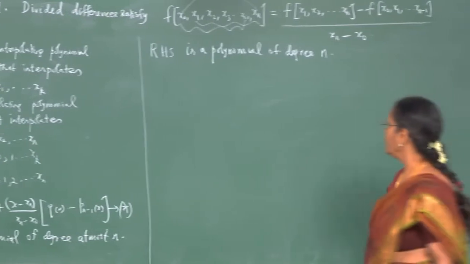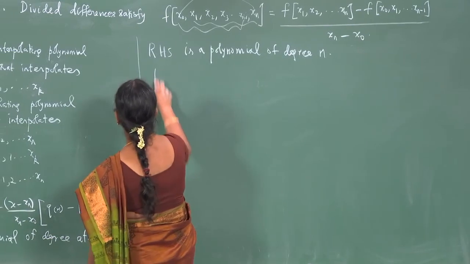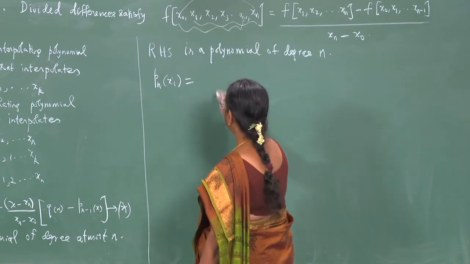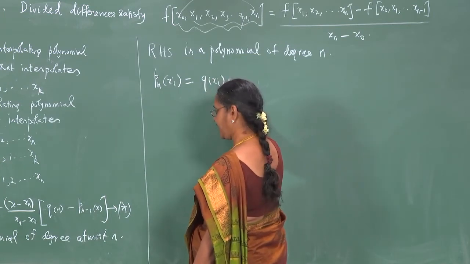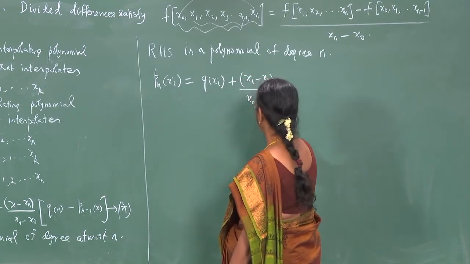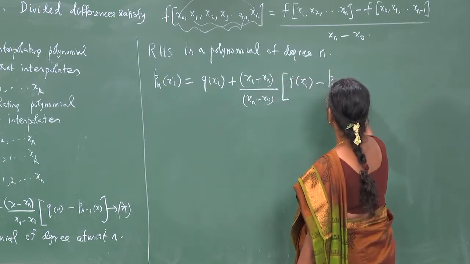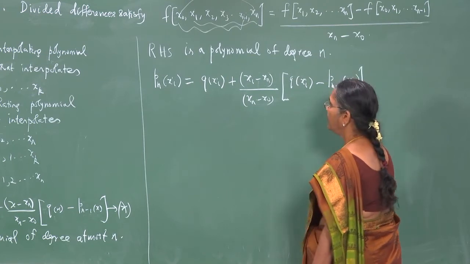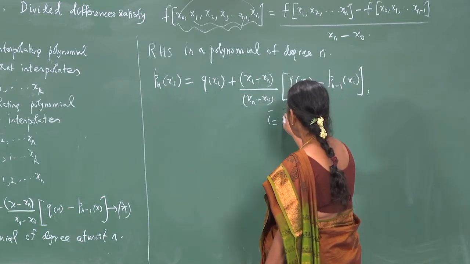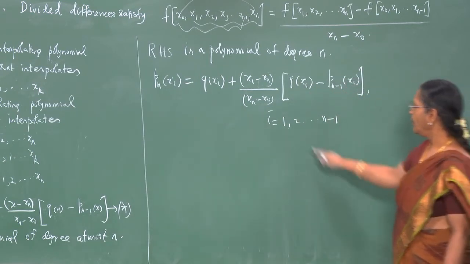So, let us now see what are the properties of the polynomials. Let us look at what is Pn of xi. So, Pn of xi is q of xi plus (xi minus xn) by (xn minus x0) into (q of xi minus Pn minus 1 of xi). So, I would like to look at this for i running from 1, 2, 3 up to n minus 1. Let us first focus on these points.